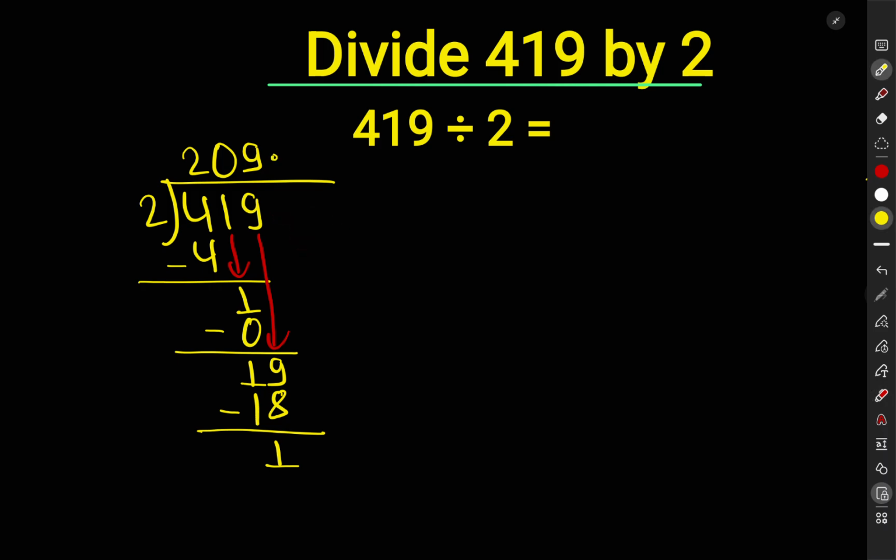So we put a decimal here and here we get 0. So it is 10 and 2 times 5 is 10. On subtracting, it is 0. So 419 divided by 2 is 209 decimal 5.